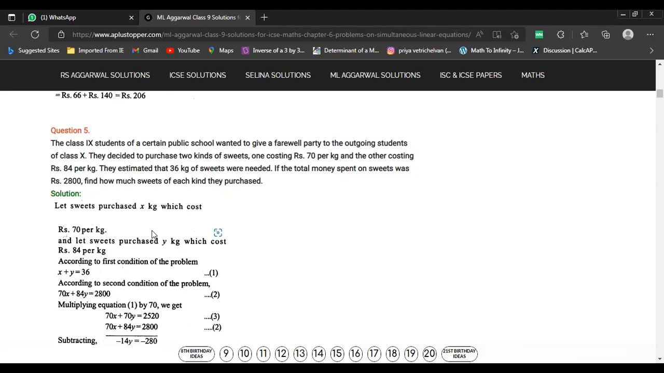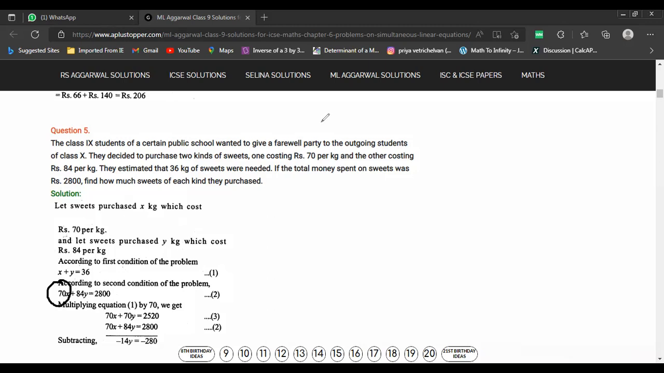So what is the first condition? They are going to buy both, isn't it? So how much have they estimated? They are going to buy 36 kilograms of sweets. So you just have to add X plus Y and equate it to 36. You just have to add both the sweets and equate to the total amount of sweets. So X plus Y is equal to 36.